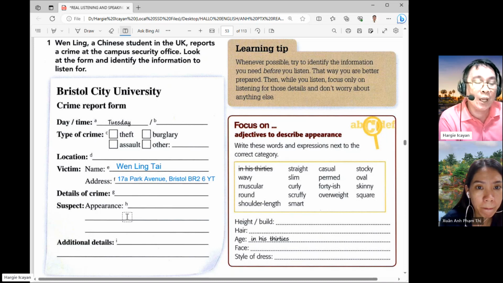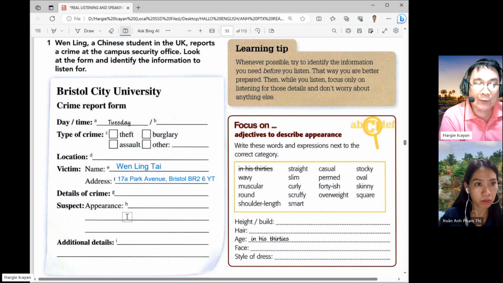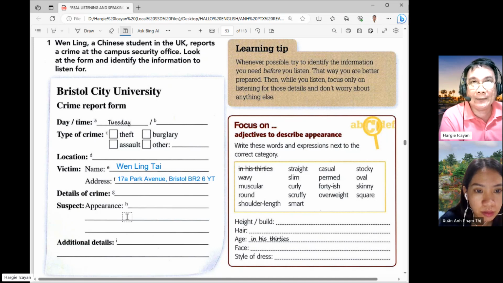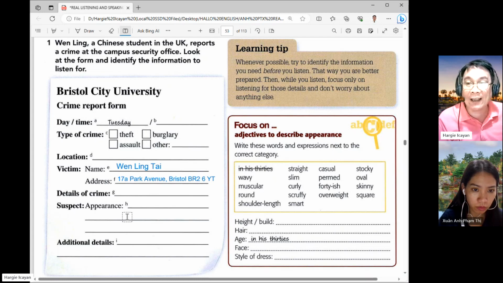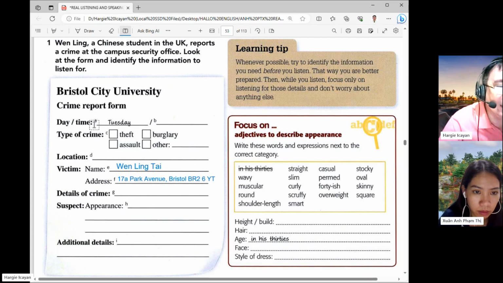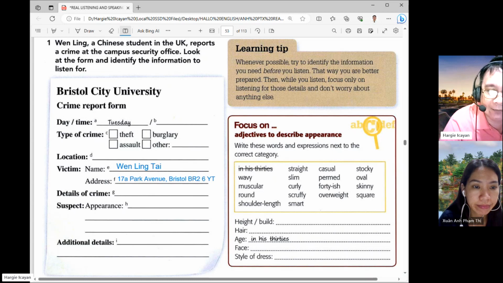That's the purpose why we need to give our contact information, especially our address, to the police. Because if ever there would be something that the police will need to know about us, they can be able to contact us, right? Okay. All right, let's try to continue, Anne.